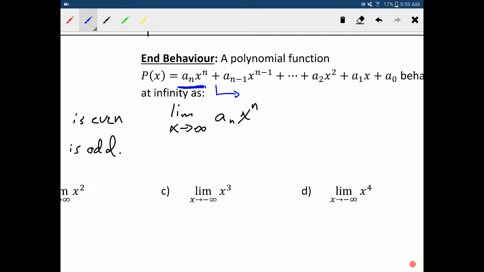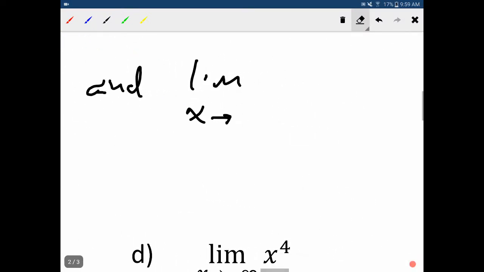Before I move on, I'll say it also works the other way. As x approaches negative infinity, this will do the same thing. We can just look at a_n x to the n.